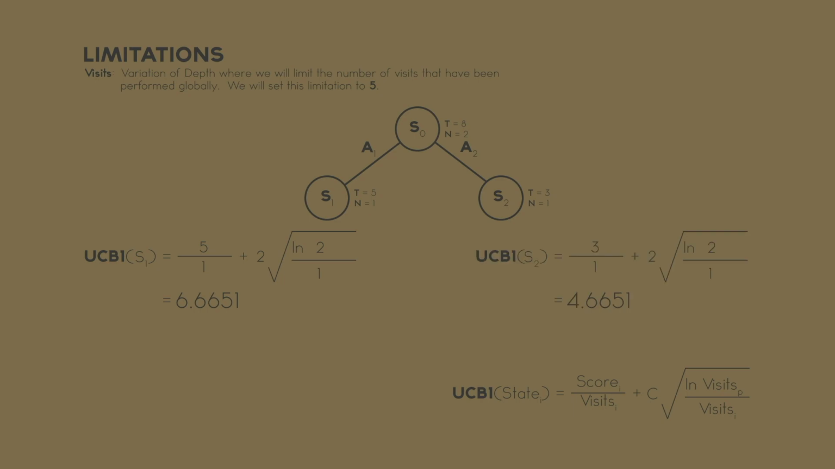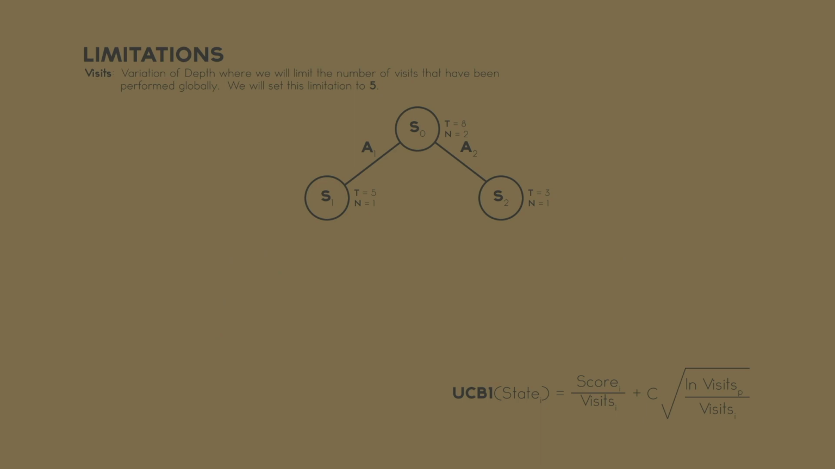S2 has a score of 3 and a visit count of 1. So the average will be 3 divided by 1. S2's parent node has a visit count of 2, and S2 has a visit count of 1. So the natural log of 2 divided by 1, all square rooted. The UCB1 score of S2 is 4.6651. The algorithm chooses the node that maximizes the UCB1 score, so S1 is chosen. In general, the algorithm chooses the node with the higher score, but favors nodes that have been visited less.